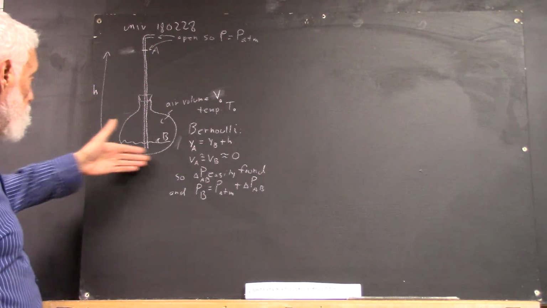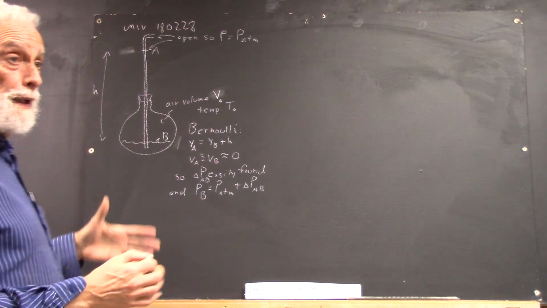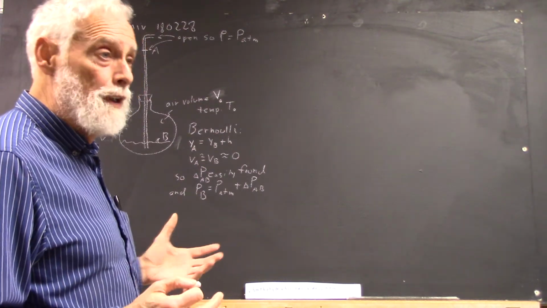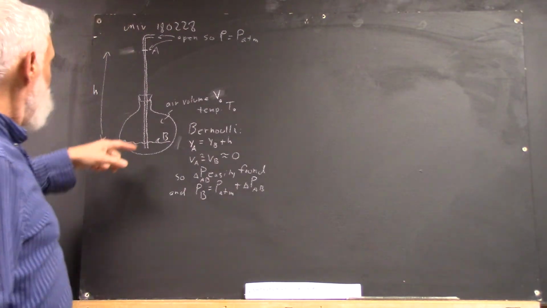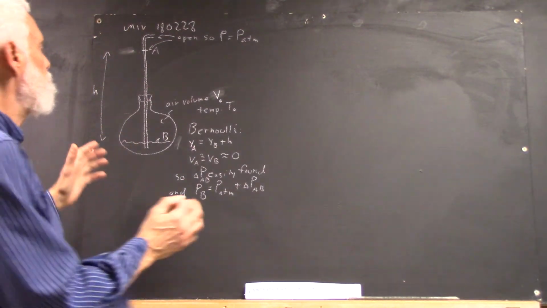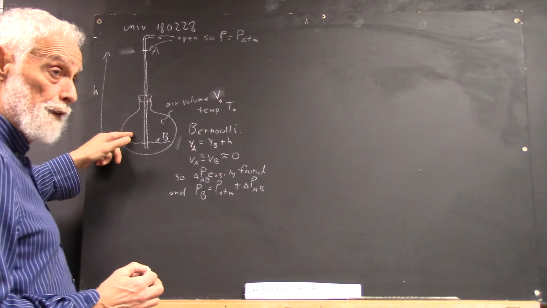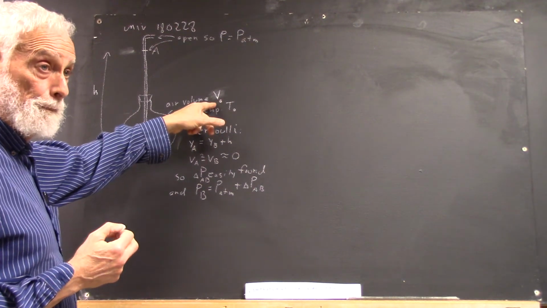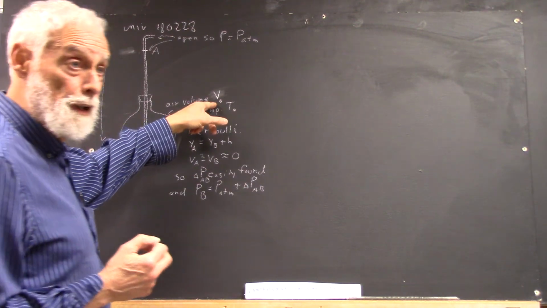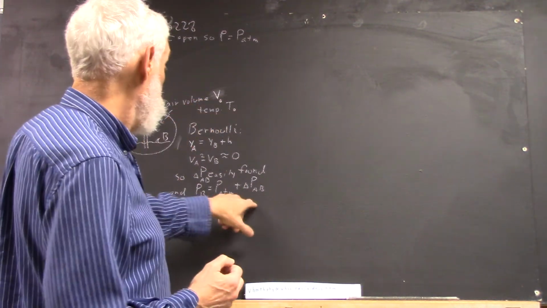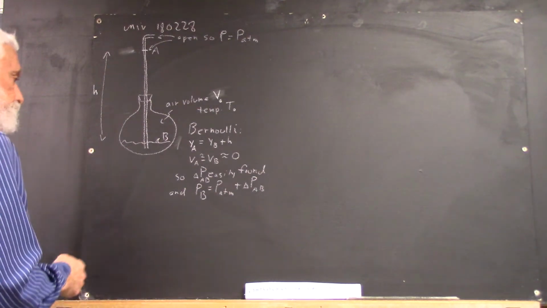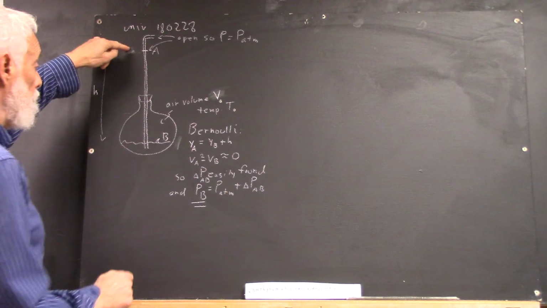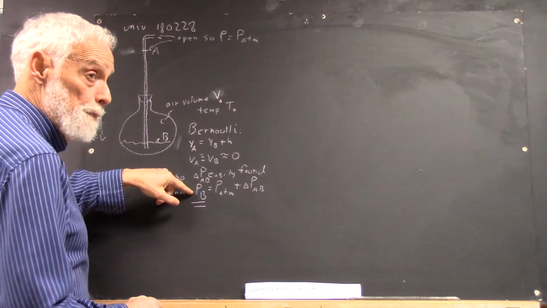Now we assume this is a rigid container. It doesn't expand or contract due to pressure or due to temperature changes by a significant amount. In other words, any change in volume due to expansion or contraction here is much less than the original volume. So we're going to just assume the volume is constant. Okay, so we have the pressure here. If you give them the height H, you can find the pressure at B, right?